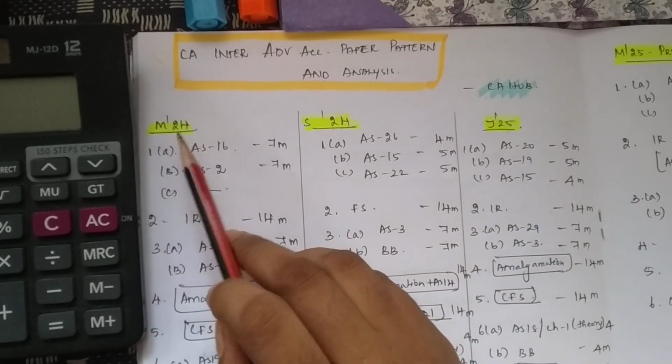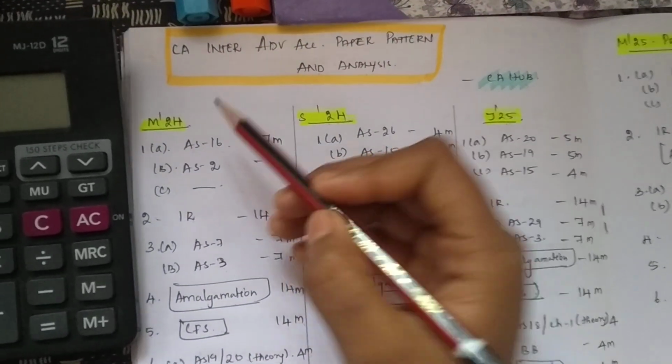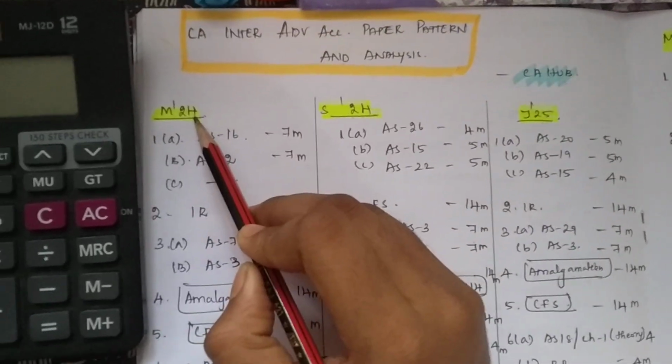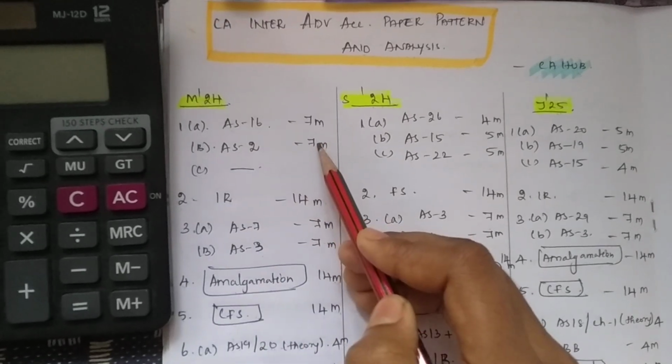Now let's see the analysis of the May 24, September 24 and January 25 examinations. Now let's see the May 24 examination analysis. That is 1A, 1B. We have got AS16 and AS2, each for 7 marks.